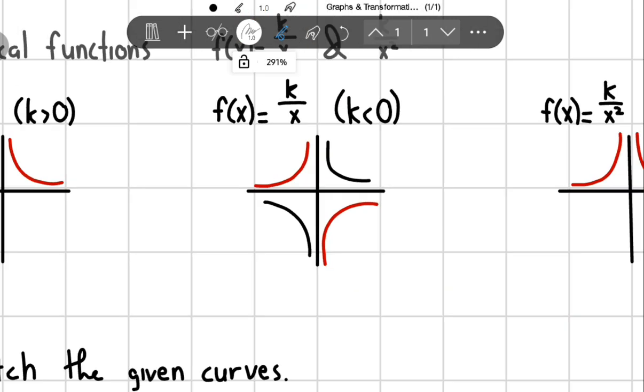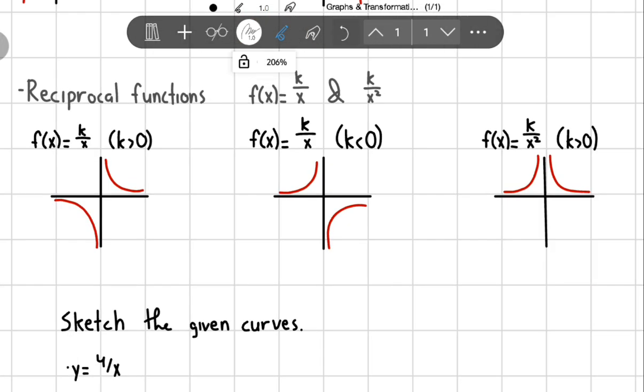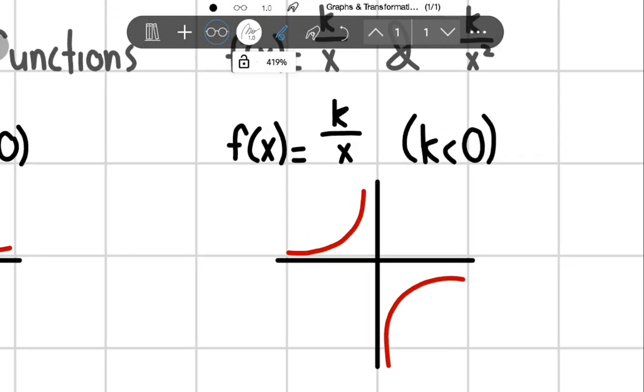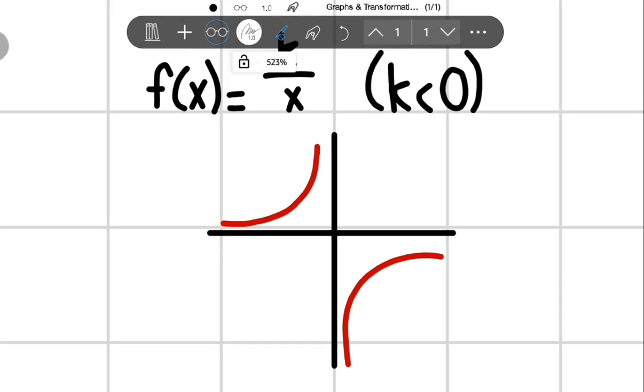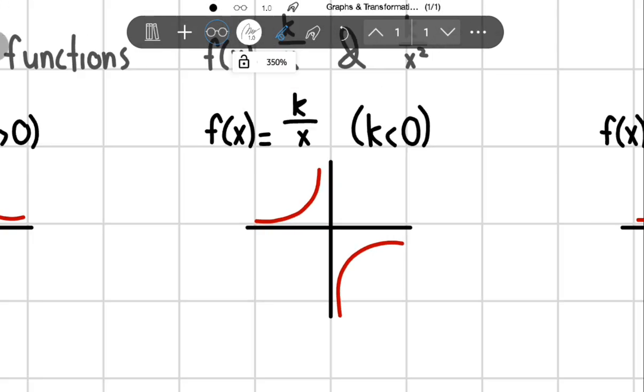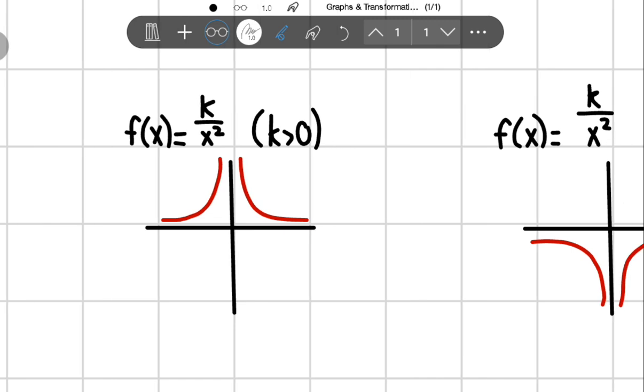And yeah, there you go. They're just reflections of one another. So this is the look when you have k to be negative. Now let's move on to k over x squared.